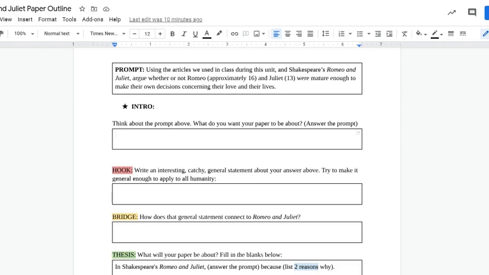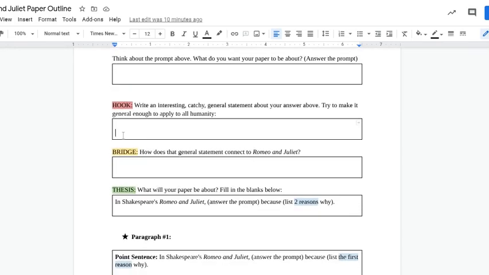All right, so you paused the video, you filled out that first box. Now we're going to move on to the hook. So with the hook, a hook in an intro paragraph, and we've talked about this in class, but this is just a quick review. A hook is an interesting, catchy, general statement about what you want your paper to be about. So it's general because we want it to apply to all humanity.